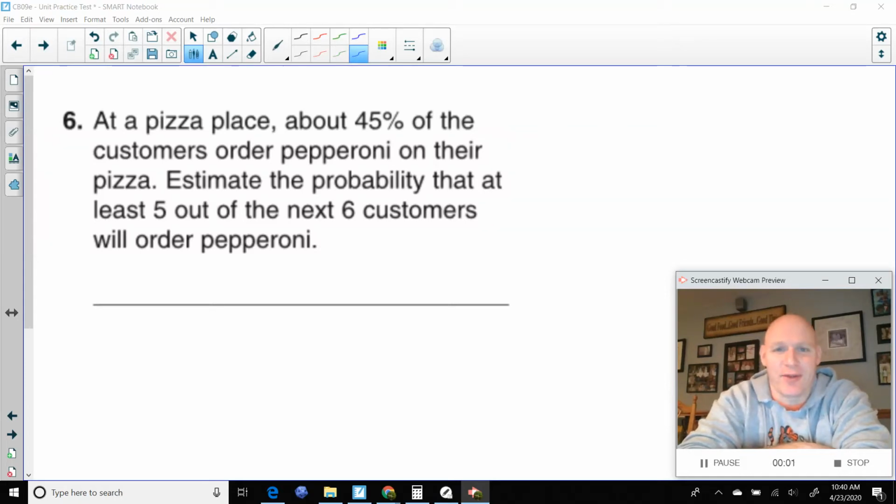All right, we're back for another round of binomial distribution. This is the second problem practicing that particular lesson, and let's go ahead and jump in.